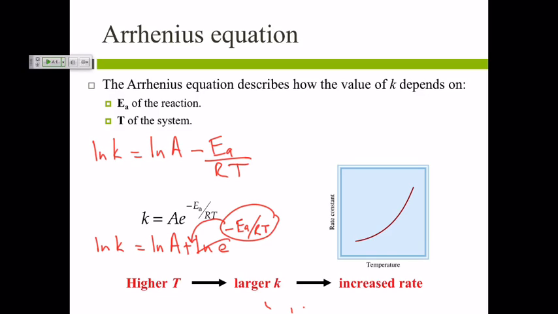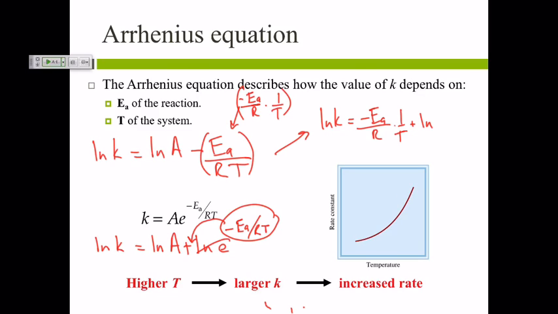Okay, so that still doesn't look like a straight line though, right? So let's take the stuff on the right side here, and let's say EA over R times 1 over time. Is everyone okay with that being the same? Need a negative in there, of course. And then if we rewrite that, we can say ln of k equals negative EA over R times 1 over T plus ln of A.